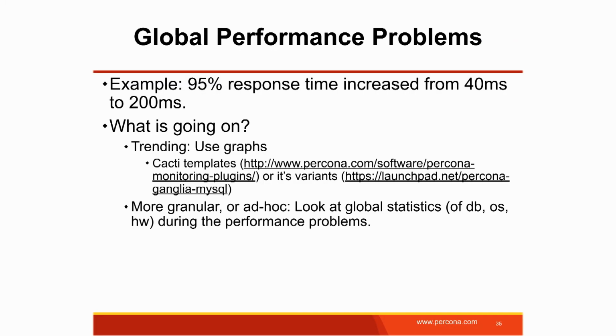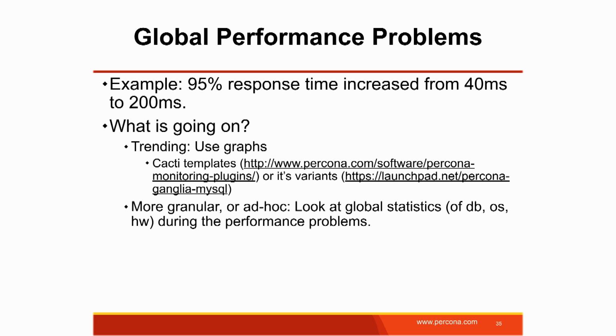Okay, global performance problems. Let me check the time really quickly. Okay, I'll go fast. Example problem: the 95th percentile of the response time has increased from 40 milliseconds to 200 milliseconds. So what's going on? How do we get more insight in that case? How do we know what's going on here?